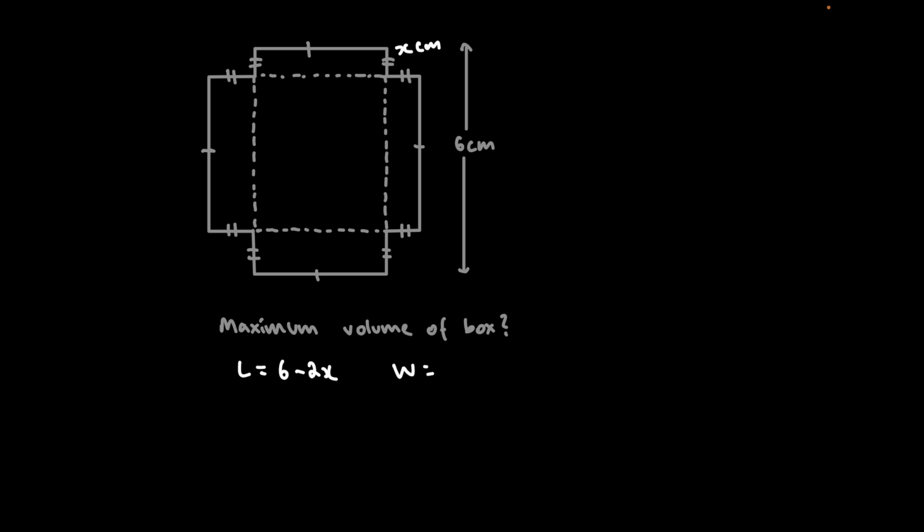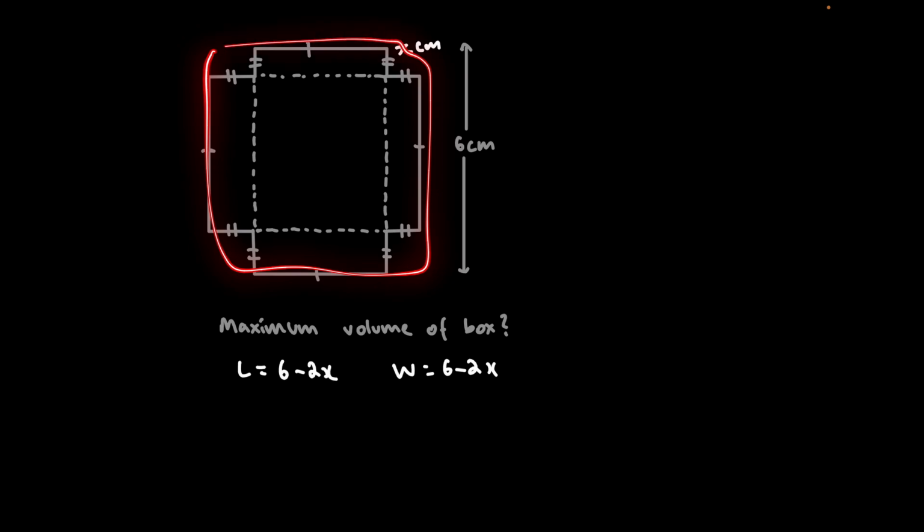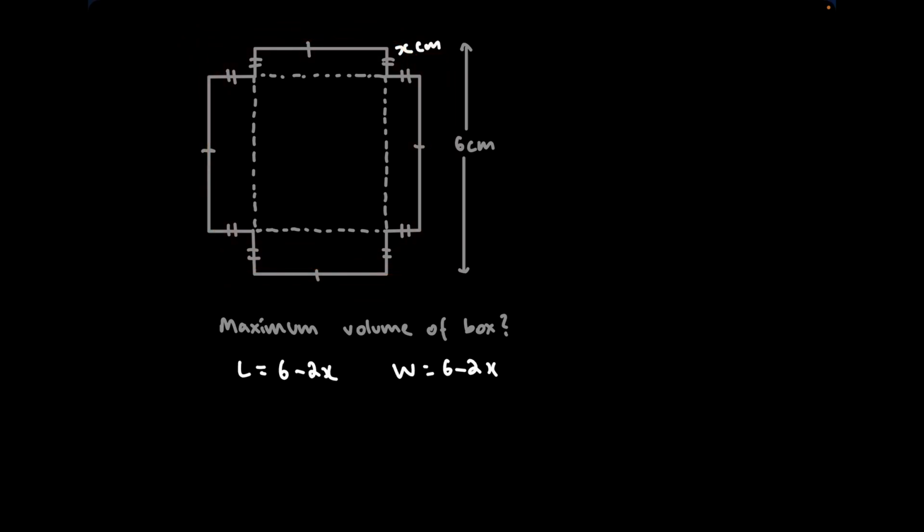The width is also going to equal 6 minus 2x, since it is a square that we're cutting this piece of metal from. And the height of the box is simply the height of our notches. These heights of the notches will give us the height. So the height here is simply going to be x.